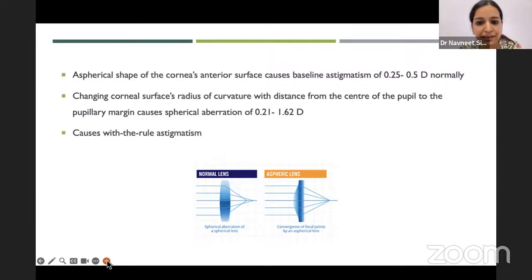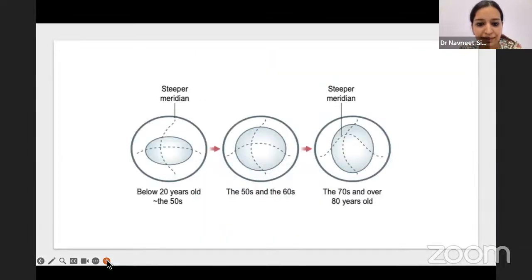These changes lead to with-the-rule astigmatism, which is present normally in all eyes because the cornea is an aspheric lens. Below the age of 50 years, since the vertical meridian is steeper, the astigmatism is with the rule. With increasing age, the horizontal meridian also becomes steeper and eventually it becomes against-the-rule astigmatism.